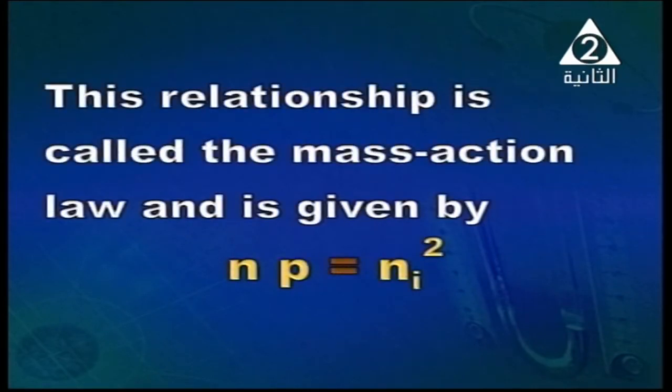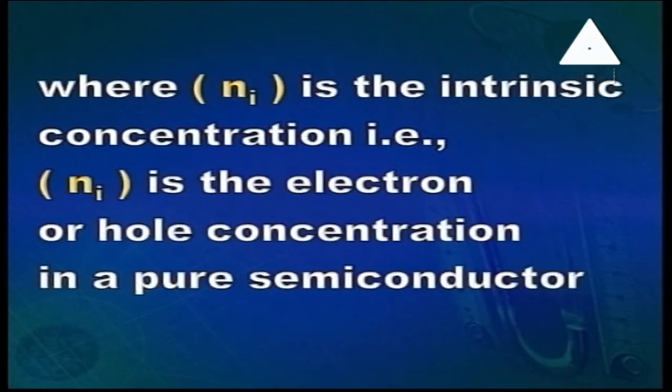This relationship is called the mass action law and is given by the expression: the product of n and p is equal to ni squared, where ni is the intrinsic concentration. That is to say, ni is the electron or positive hole concentration in a pure semiconductor.